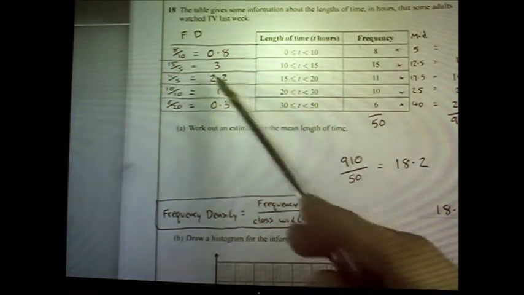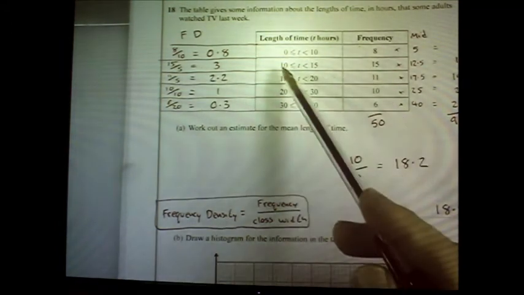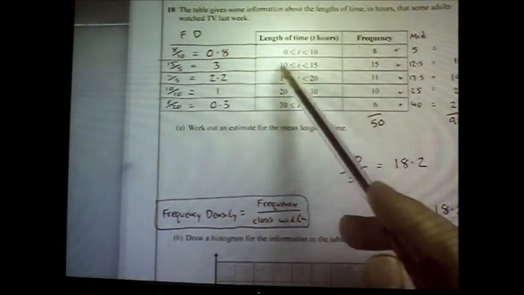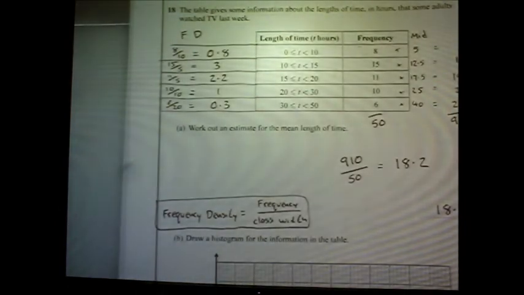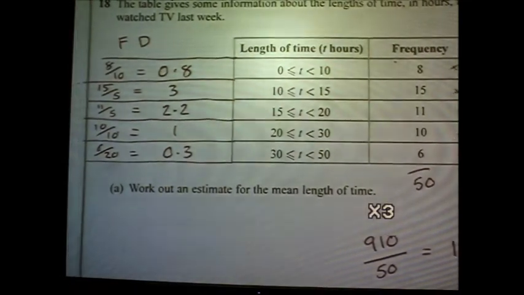Up here, look. 8 divided by 10 is 0.8. On this one, the frequency is 15, divided by the class width. The class width here is 5. So it's 15 divided by 5, and so on. I'll zoom in on that so you can see exactly what I've done. That's how I've worked out my frequency densities.